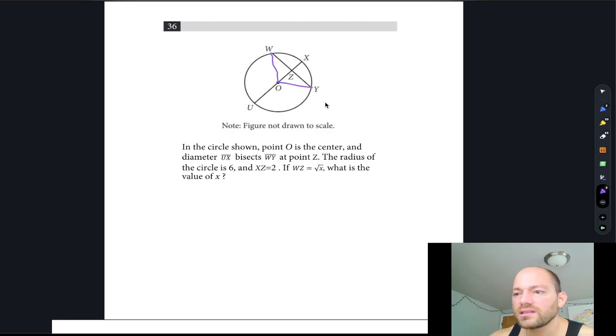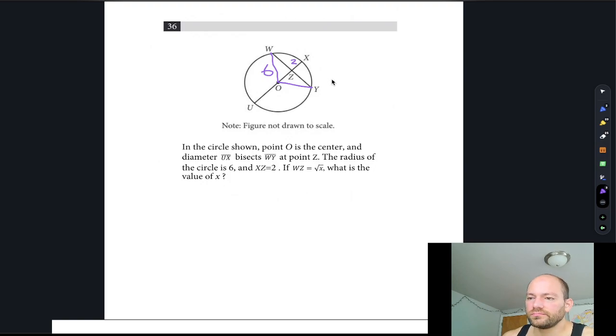The radius of the circle is 6, so let's label our newly drawn radius a 6, and XZ is 2. Okay. If WZ is the square root of x, what is the value of x?